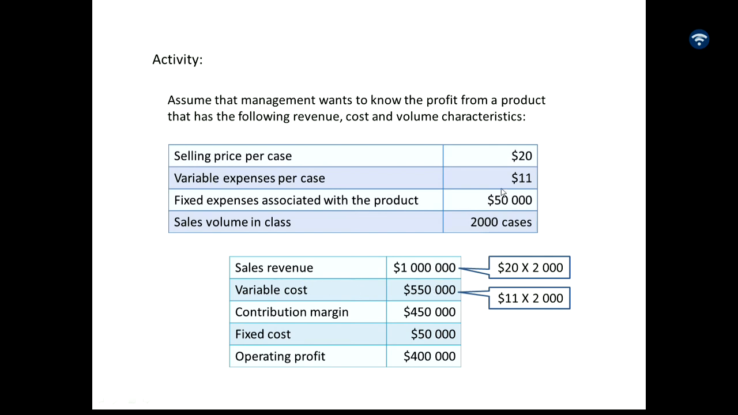Variable cost: the variable expense per case is $11 and the volume is 2,000 cases, and the answer comes out. The contribution margin is sales revenue minus variable cost. Fixed cost is fixed, so it's $50,000. And the operating profit is contribution margin minus fixed cost, and the answer is $400,000.